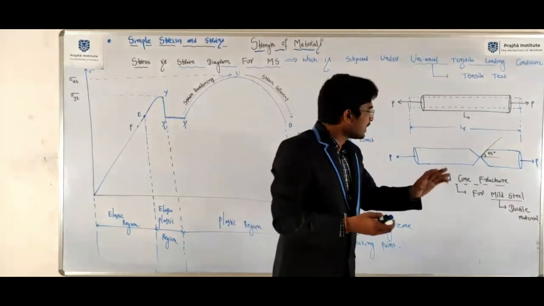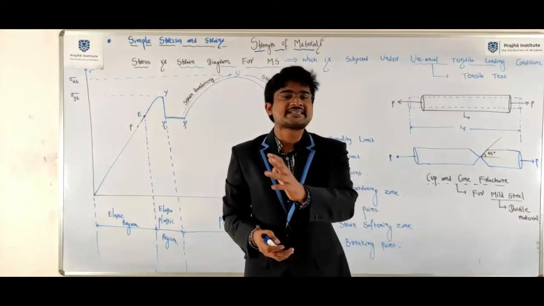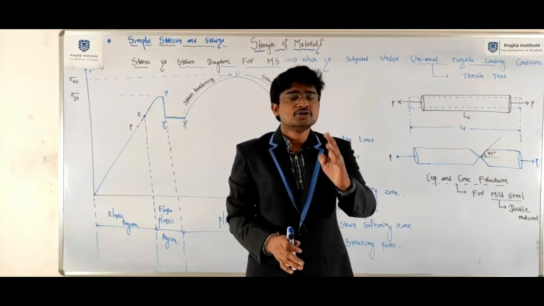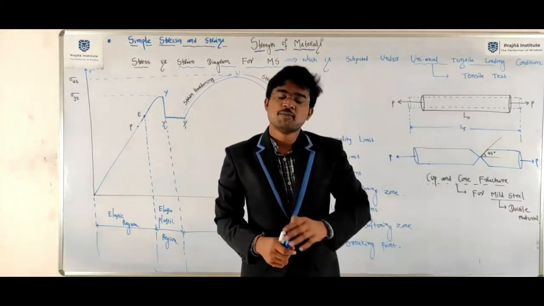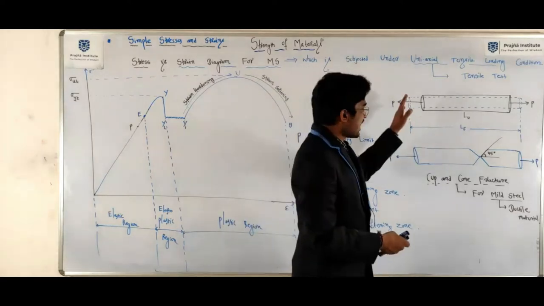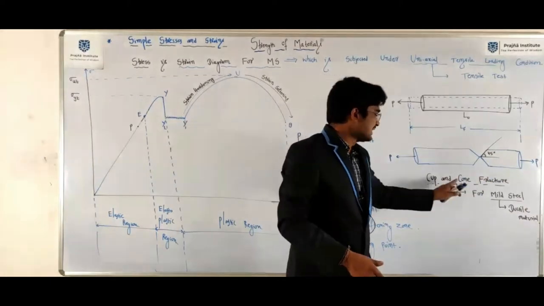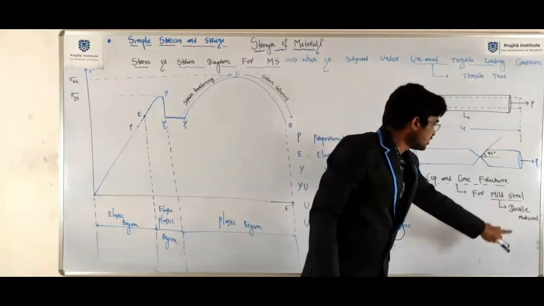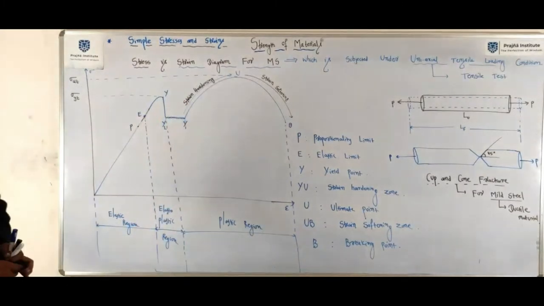So how to explain this cup and cone fracture for ductile material under uniaxial tensile loading? You should know the definitions of all planes and you should know how to apply Mohr circle. That part you can cover in the Mohr circle chapter. As an experimental result, you will get cup and cone fracture for ductile materials under uniaxial tensile loading. Here we are doing the experiment on mild steel. Write down up to here.